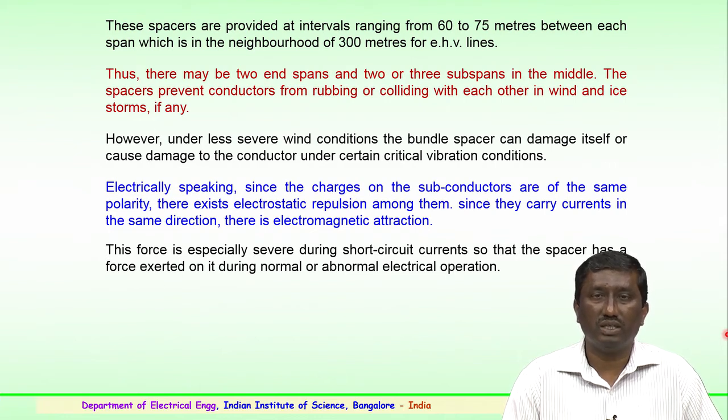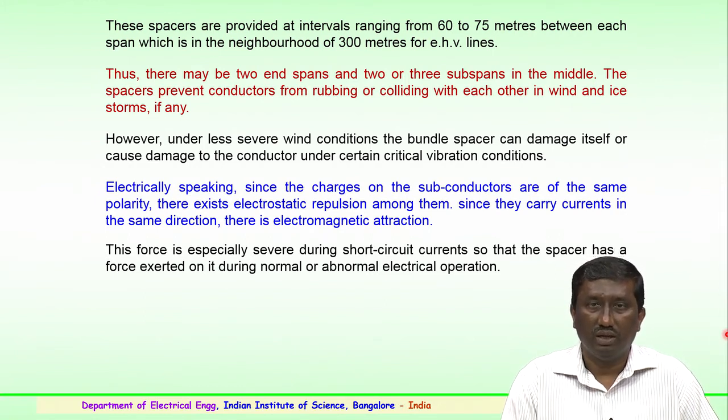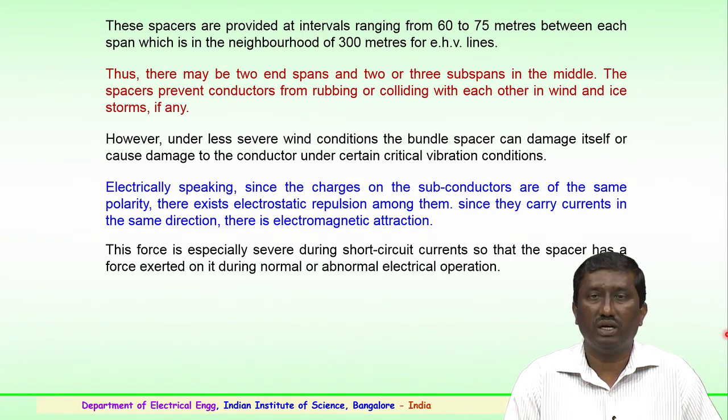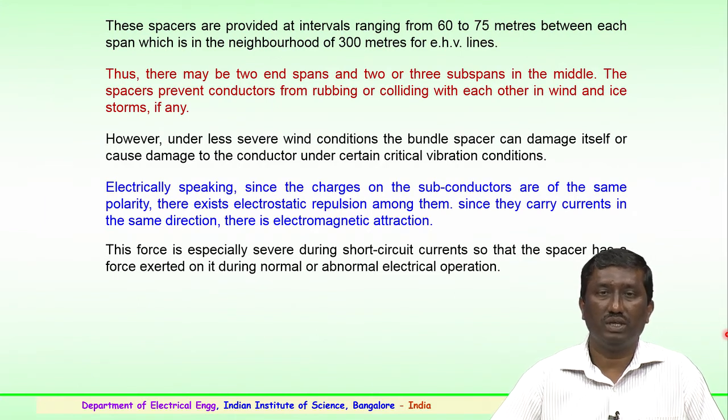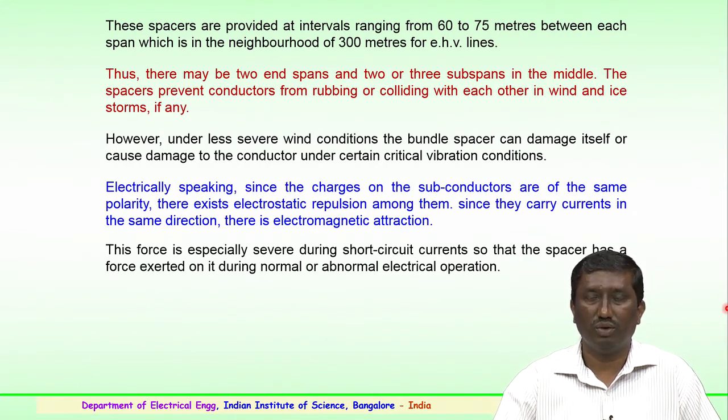So, electrically speaking, since the charges on the subconductors, depending upon the number of subconductors, are of the same polarity, there exists electrostatic repulsion among them. Since they carry currents in the same direction, there is an electromagnetic attraction between these subconductors. This force is especially severe during short circuit currents, so the spacer which is provided has a force exerted on it during normal or abnormal electrical operations. So, the spacer will be seeing the force during normal or abnormal operations.